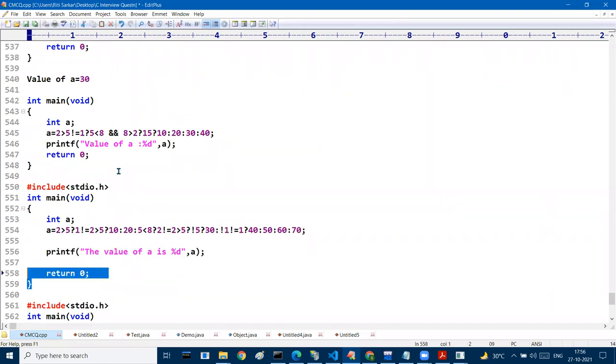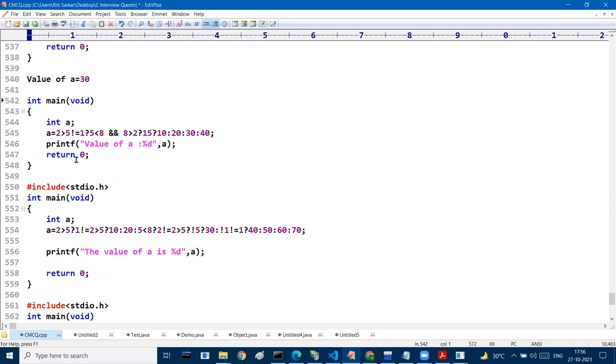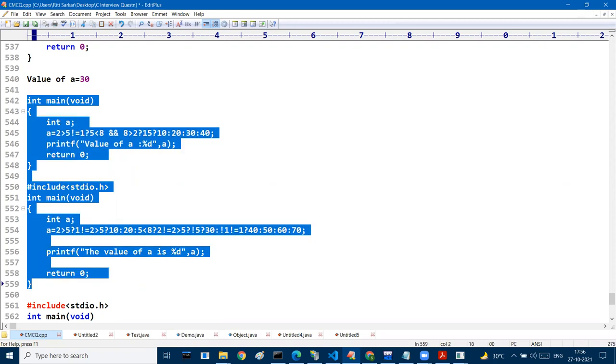Take a picture of this. The first one's answer you know somehow, that is 10. But how the 10 is coming, that you have to explain. And for this one, let me copy this to the chat box. One minute.